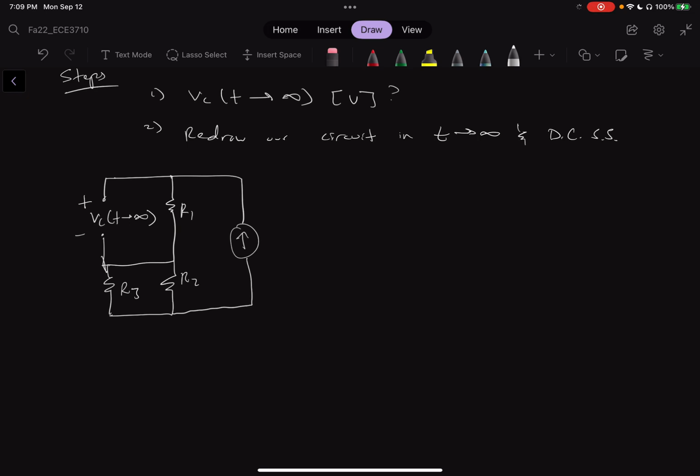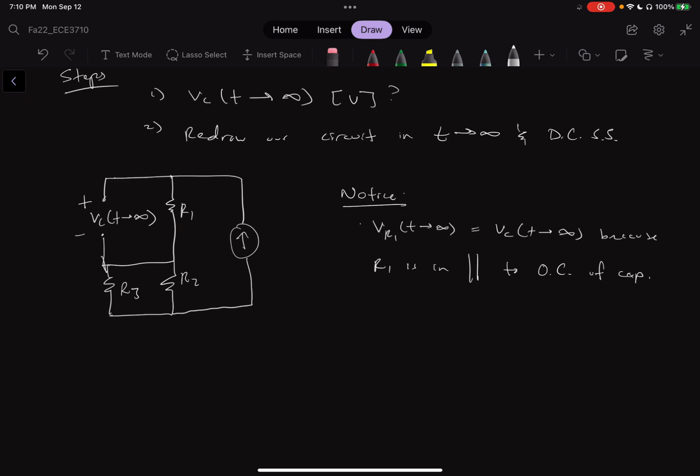Let's look at our work. So the open circuit, what we need to notice is the following. Voltage across R1 as t approaches infinity is equal to the voltage of the capacitor as t approaches infinity, because R1 is in parallel to the open circuit of the capacitor.